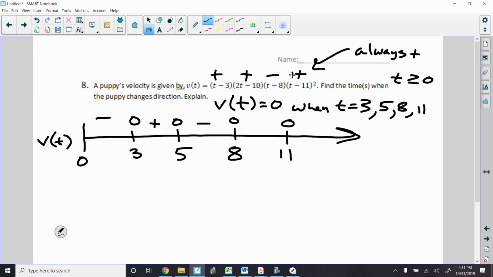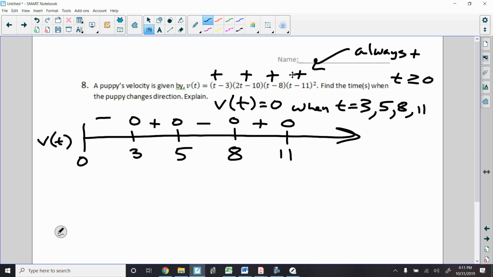Now I'm going to choose a number between 8 and 11. I'll choose 10. 10 minus 3 is positive. 2 times 10 minus 10 is positive. 10 minus 8 now changes to plus. And the fourth one is always plus. When I multiply 4 positives together, obviously that's going to come out positive.